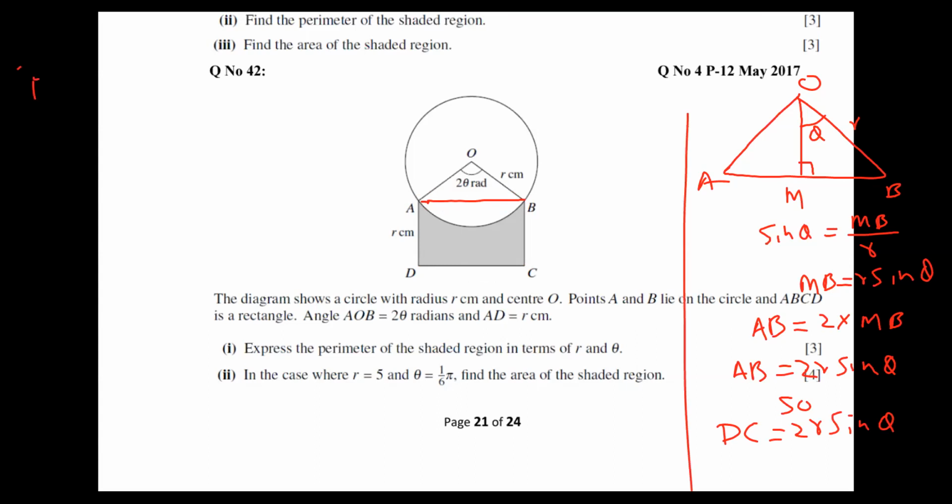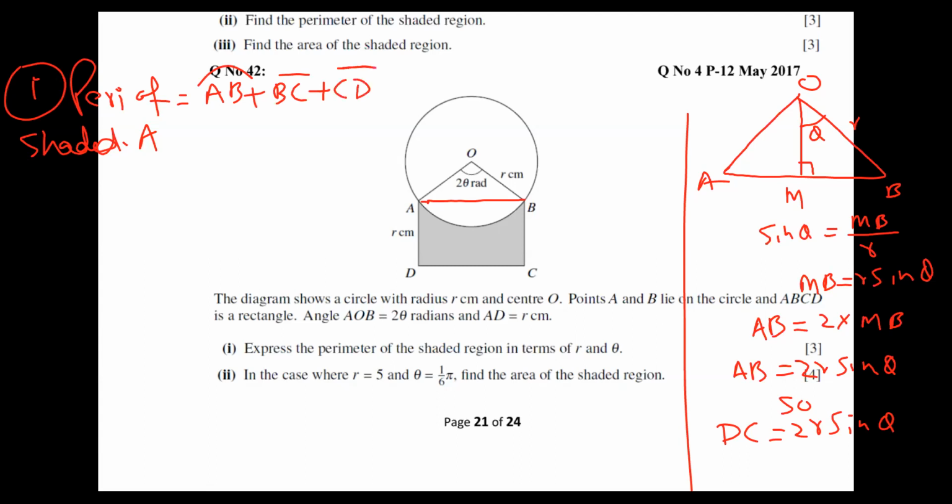What is the perimeter of the shaded part? My plan is the arc AB, then BC straight length, then CD straight length, then DA straight length. Let me repeat: arc length AB, BC straight, CD straight, and DA straight. This is my plan of action. Let's see how we can complete our question.